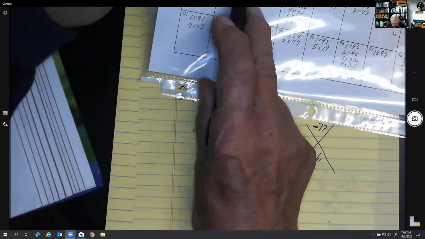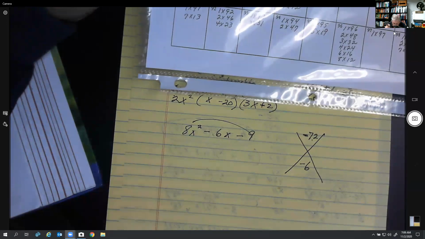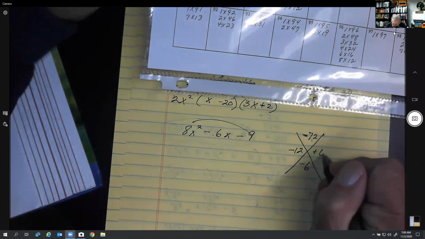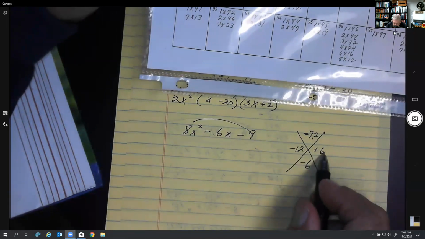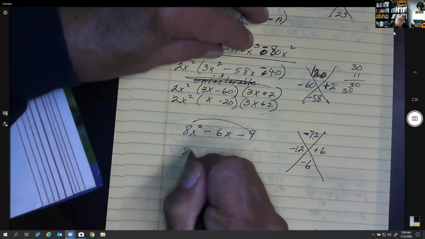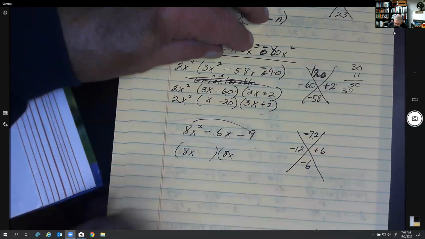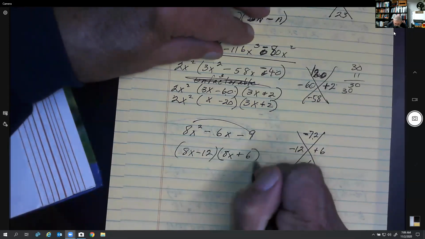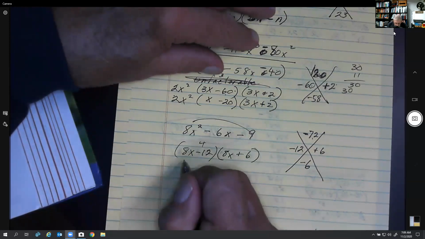8 and 9, 12, take away, is that 72? 12 take away 6, yeah. How about a negative 12 and a positive 6? That'll multiply to give you negative 72, and negative 12 plus 6 is negative 6. There we go. So this is going to be 8x and 8x. This is usually the biggest mistake, forgetting to write that down. Minus 12 plus 6. I know that's wrong, but I'm going to reduce it by 4.